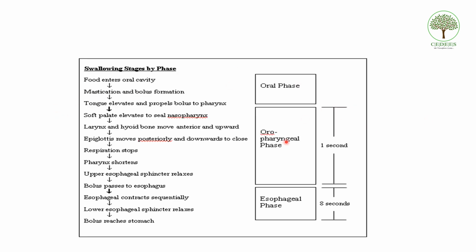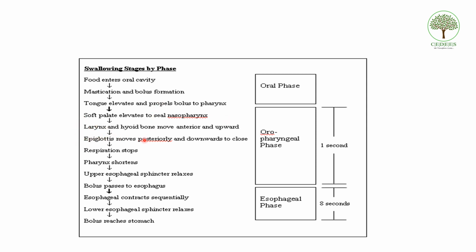So look at this diagram. The oral phase, which is the voluntary phase, where the tongue elevates and propels the bolus to the pharynx. It's a very important feature of the oral phase, okay, which is voluntary. Then the involuntary phase, the pharyngeal and the esophageal phase, comes, where the soft palate elevates to seal the nasopharynx. When the soft palate elevates, it touches Passavant's ridge, which we saw in the last slide, so that it seals the nasopharynx and the larynx elevates.